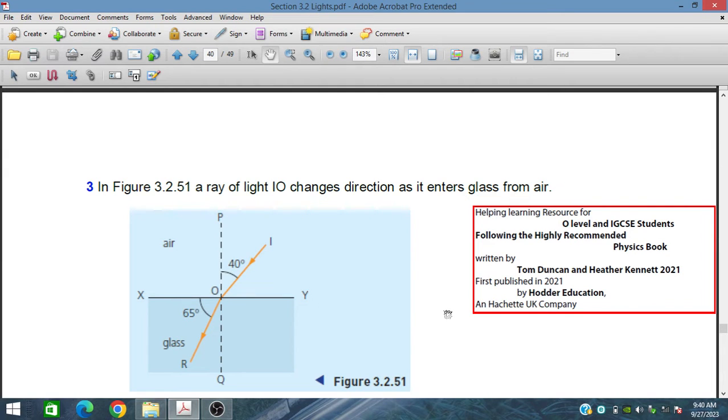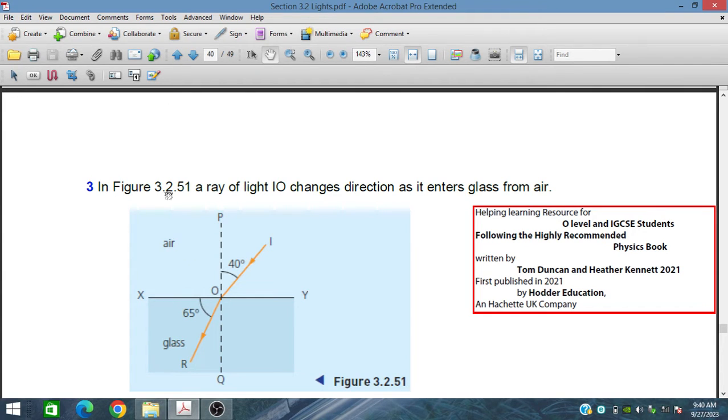Bismillahirrahmanirrahim. In this session, we will discuss exam style questions of the topic of light from O-level physics, written by Tom Duncan and Heather Kennett, published by Hodder Education. Here we have question number 3.